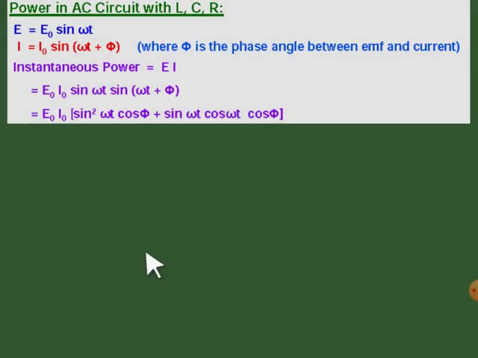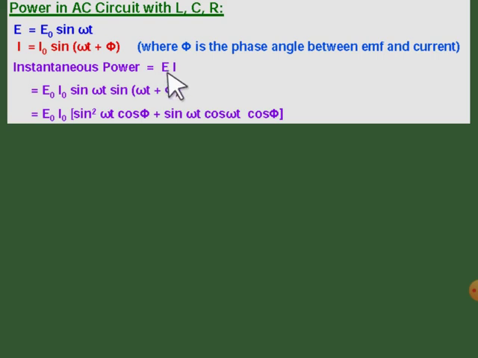Now let's see about power in an AC circuit with LCR series. Now we know that E is equal to E naught sine omega t, and I is equal to I naught sine of omega t plus phi, where phi is the phase difference between EMF and I. The instantaneous power will be the product of instantaneous EMF and instantaneous current. We know that power is equal to V into I, so instead of V we have the instantaneous EMF; E into I will give you the power.